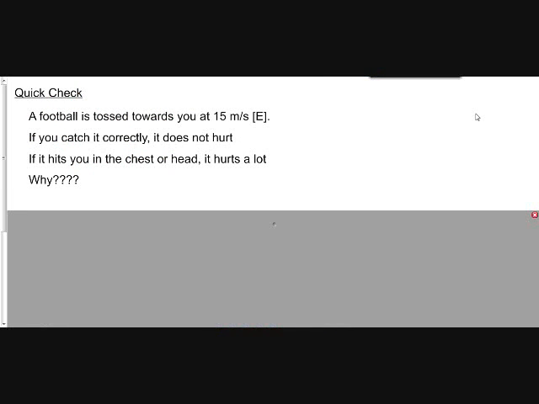So here's another quick check. Let's consider a situation: a football is being passed to you at 15 meters per second east. If you catch it correctly, nothing really hurts, and you can run away with the ball. If you're not paying attention and it hits you in the head or the chest, it's going to hurt a lot. Why? What sort of things are going on?